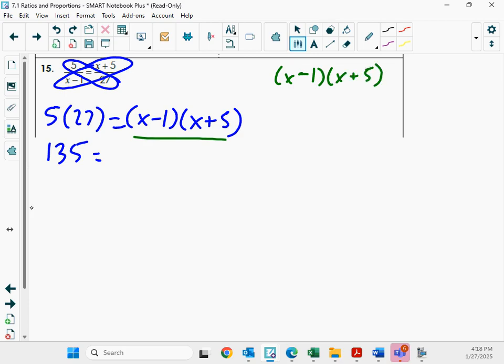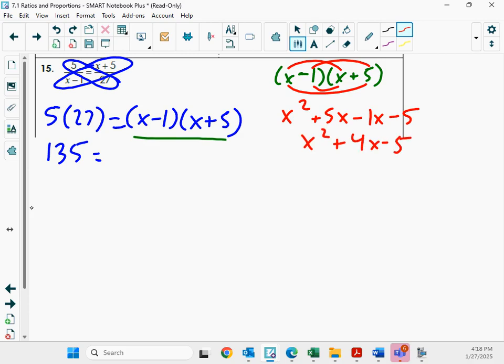One method was to FOIL it. First, outer, inner, and last. And when we combine like terms, we get. I've also seen people use the area method, or some people call it the box method, where we have x minus 1 and x plus 5.